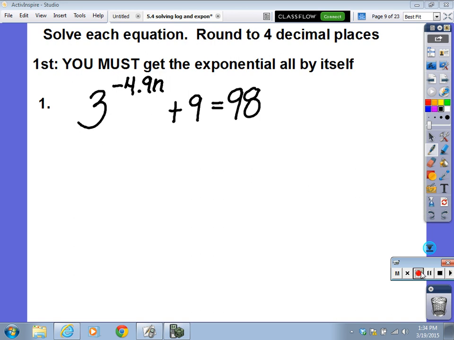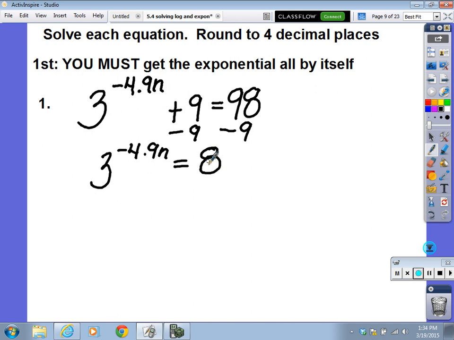It's very, very important that before you start taking the log of anything, you've got to isolate the exponential. So we have 3 raised to the negative 4.9n plus 9. So we need to subtract 9 first. That's super, super important. So we have 3 to the negative 4.9n is equal to, what is that? Yep, 89. And now is the exponential isolated? Yes. Now it looks exactly like the ones we just did. So we'll just take the log of both sides at this point. 89, thank you.